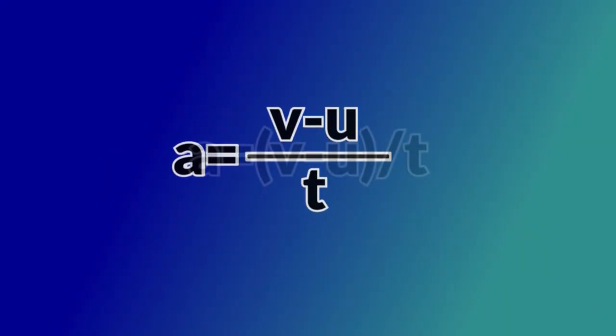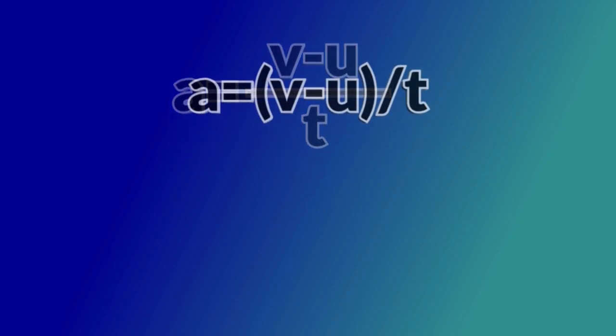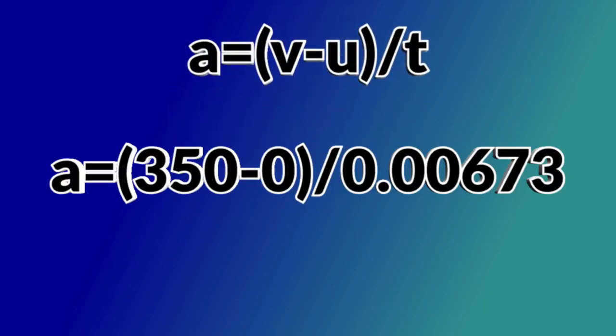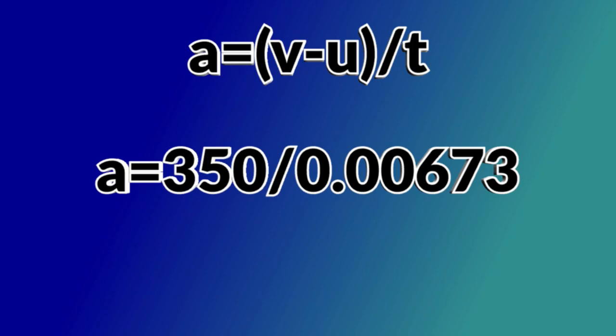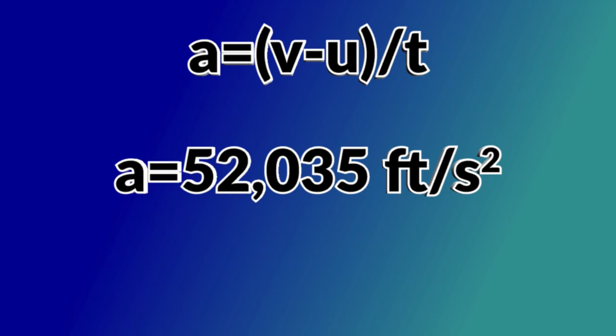Remember the equation A equals the quantity V minus U divided by T. A equals 350 minus 0 divided by 0.00673. A equals 350 divided by 0.00673. A equals 52,035 feet per second per second.